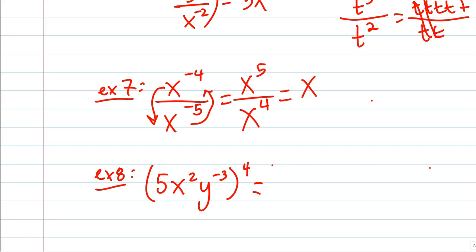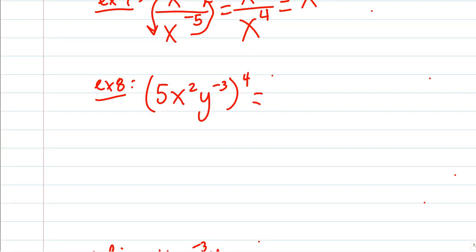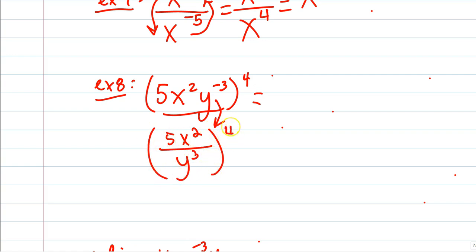5x squared y to the 3rd raised to the negative 4th. You can apply a rule to this. I wouldn't. I would deal with the negative exponent first, which means what would move? Would be the y. So I've got 5x squared over y to the 3rd, all raised to the 4th.